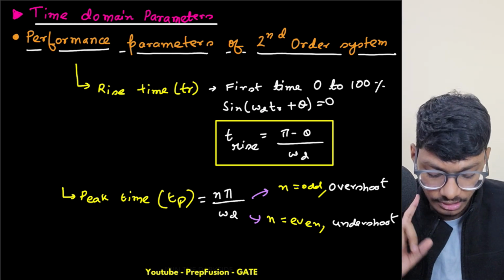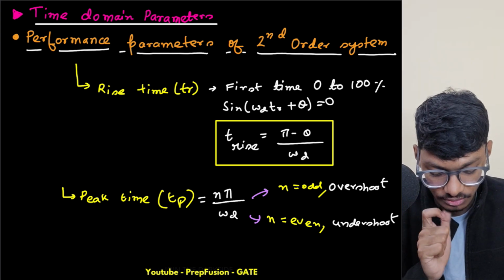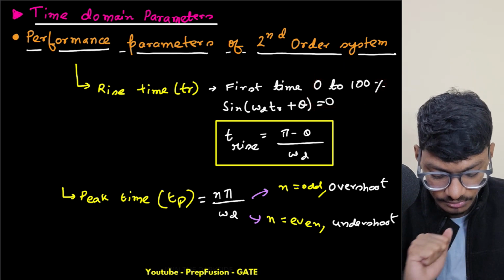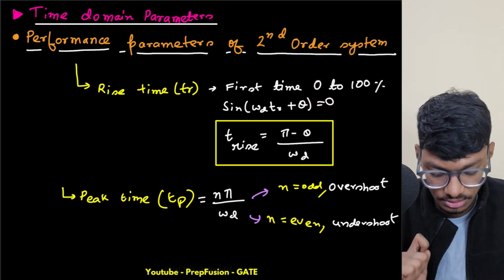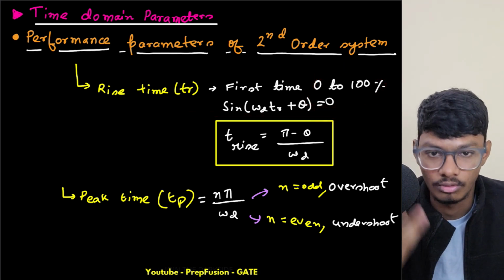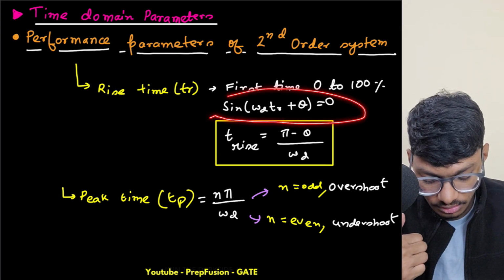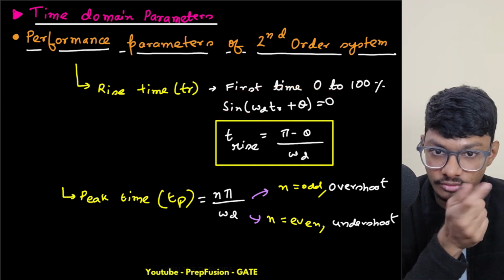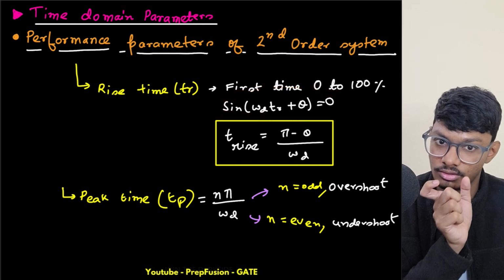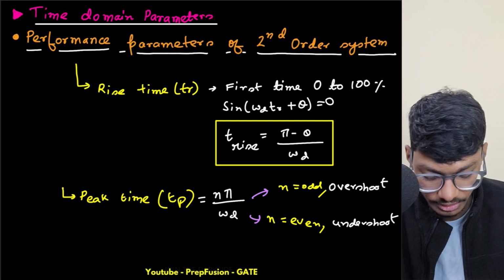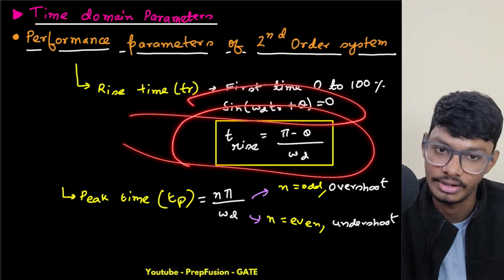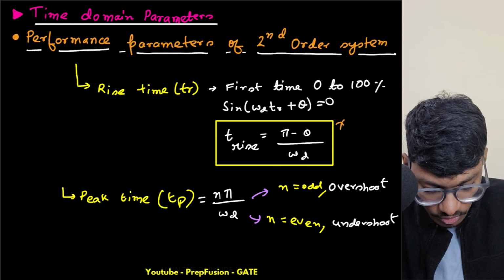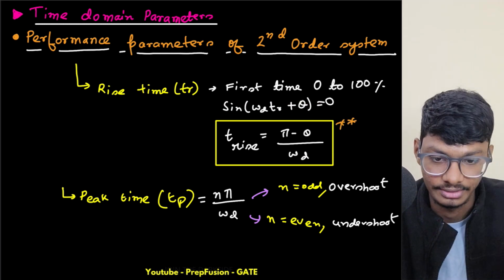If you recall correctly, the definition for a first order system was 0 to 90%, and for a second order system it is 0 to 100%. Here we derived it by taking the first time it reaches 100%, then we made this term 0, if you recall from the standard second order time domain expression, and from there we found our rise time. This is very important. You have to remember this, because through this we will compare many parameters.